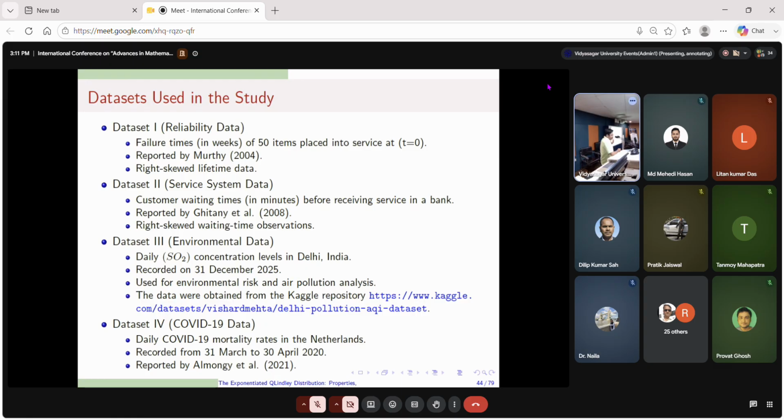So all the information I have given with some links here. You'll get the details of that particular data set from that particular link here.